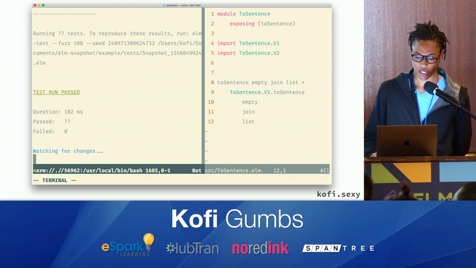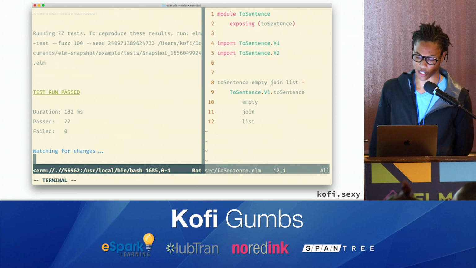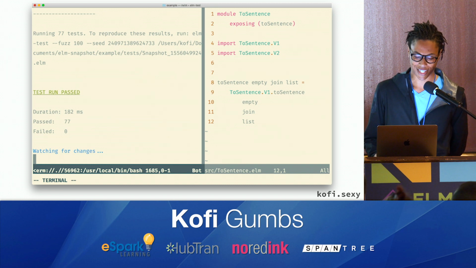And so, of course, the tests should all pass, because I actually haven't changed the module that we're looking at on the right. And they do in my screenshot.